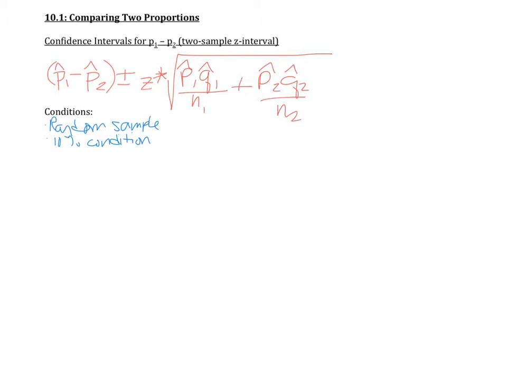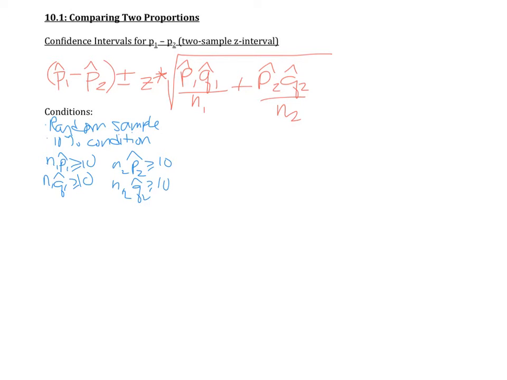So my third condition is the success failure. But the weird part about the success failure is I actually have to do it separately for both samples. So for my first sample, I do N1 P1 hat greater than or equal to 10. And I also want my first sample to have N1 times Q1 hat greater than or equal to 10. And I also need the same thing to happen for my second sample. And we'll do an example of this in just a minute.